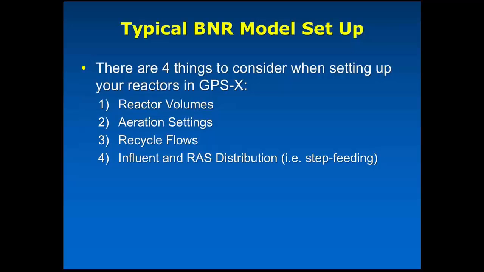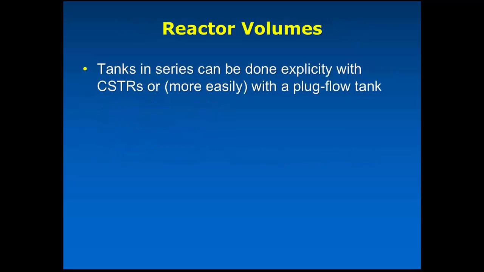And then lastly, the influent and RAS distribution. And by that I mean flows that are coming into that unit process can be distributed down the length of that plug flow reactor, if you like. By default, they are not. So for example, if you were trying to do step feeding, we can show how you set that up.